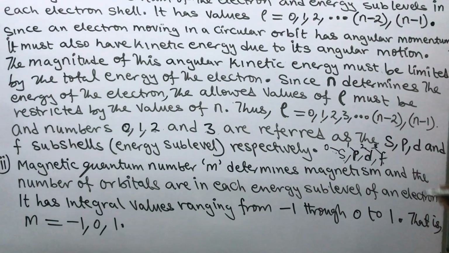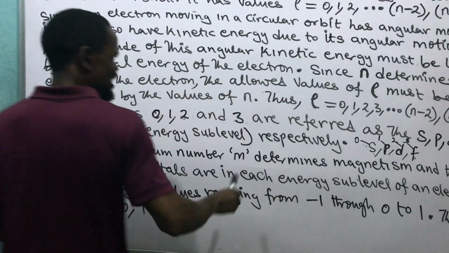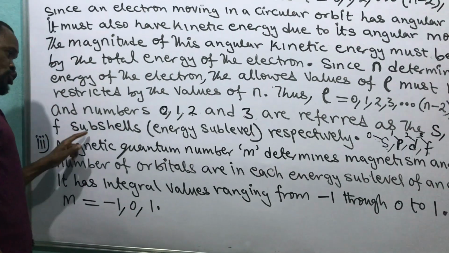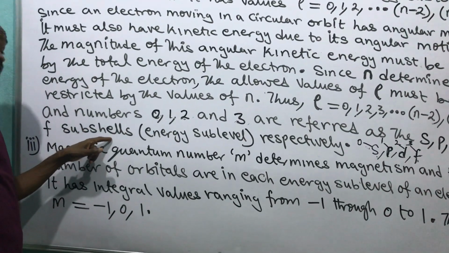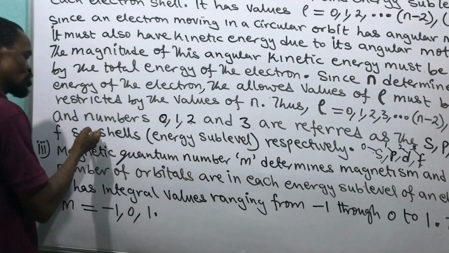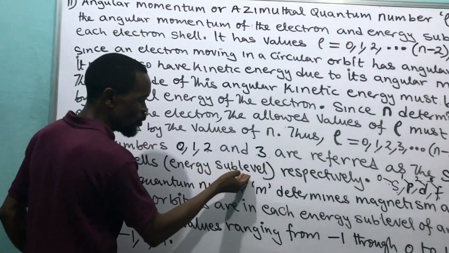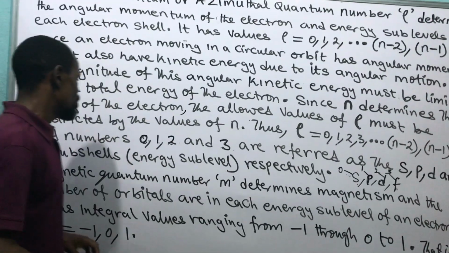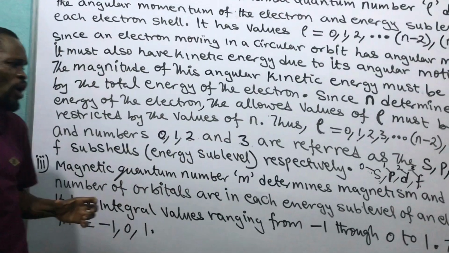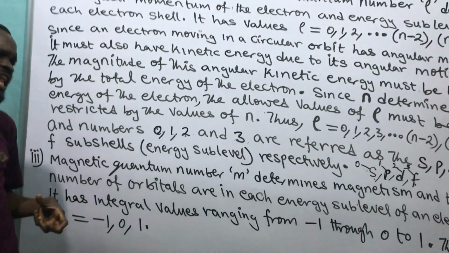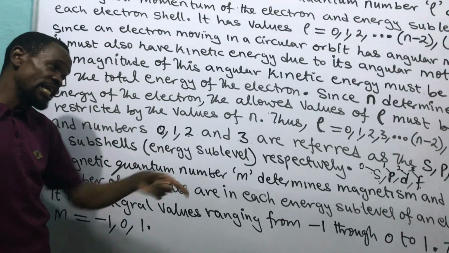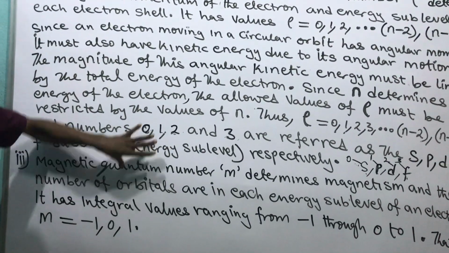F orbital. Then we now say they are representing S, P, D, and F subshell. Have you seen what I said here? Subshell or energy sublevel, respectively. So this angular momentum 0, 1, 2, and 3 represents the subshell, which you will call S, P, D, F orbital. That's what this one represents.